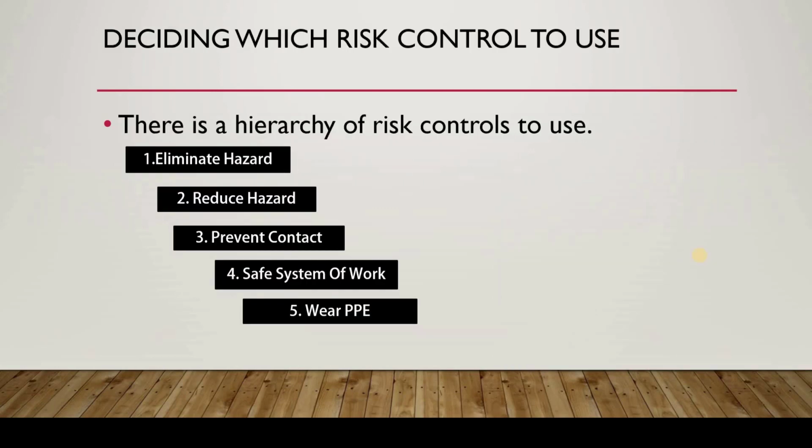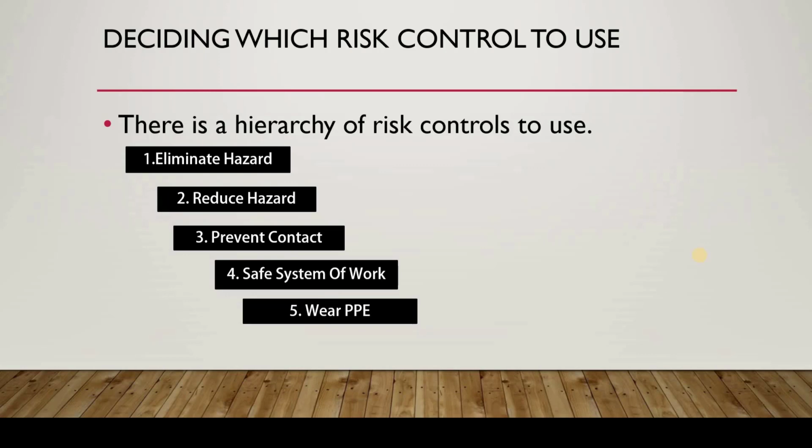The second topic for today is how we can decide which risk controls we have to implement and utilize. So basically there are 5 options or ways of controlling the risk. We have to do it on a priority basis. So there is basically a hierarchy of risk controls to use.